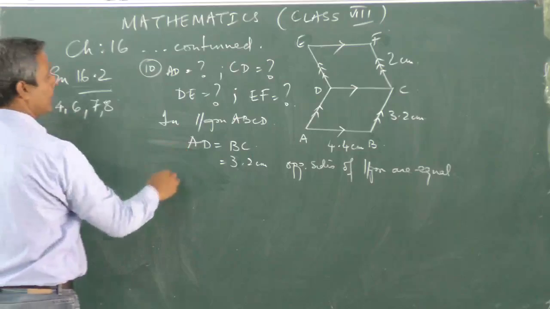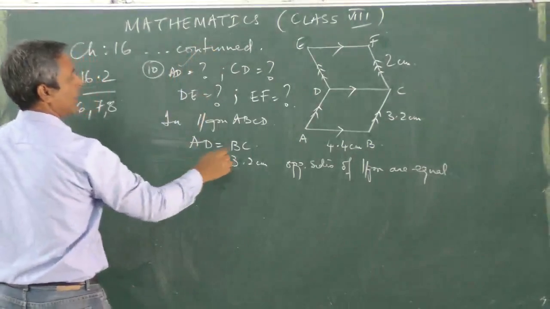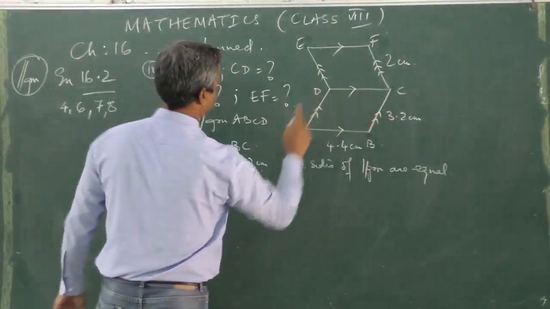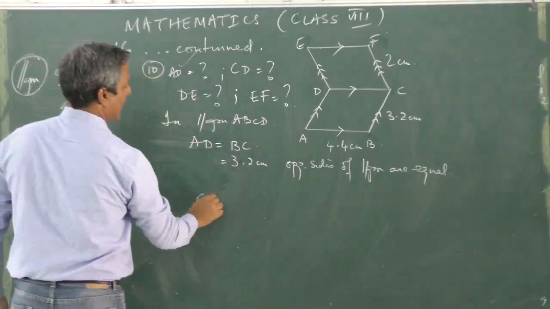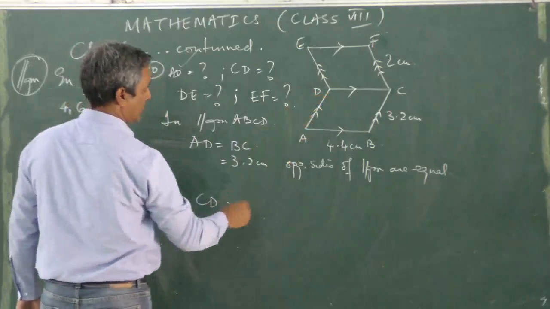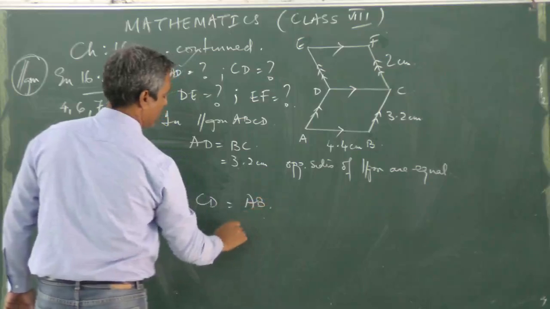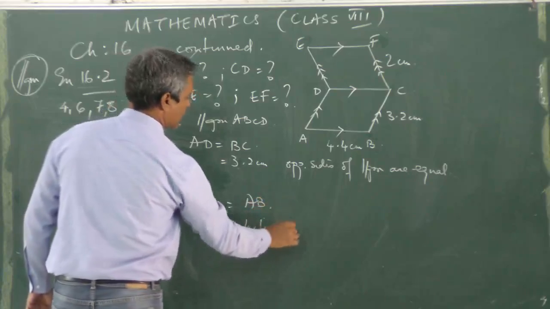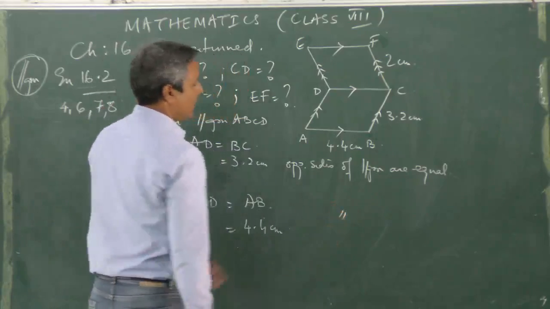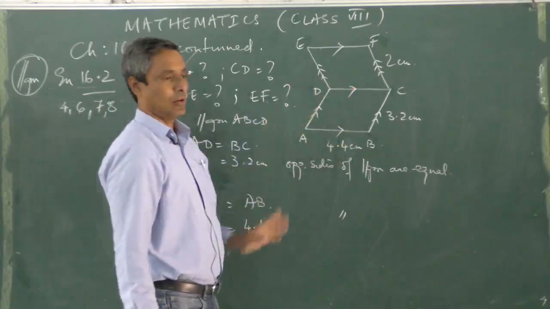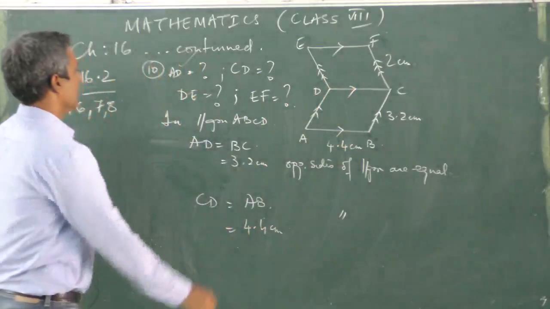Moving on to find CD. Where is CD? Here. Again in parallelogram ABCD. So CD is equal to AB, which is 4.4 centimeters. And the reason remains the same. Opposite sides of a parallelogram are equal.